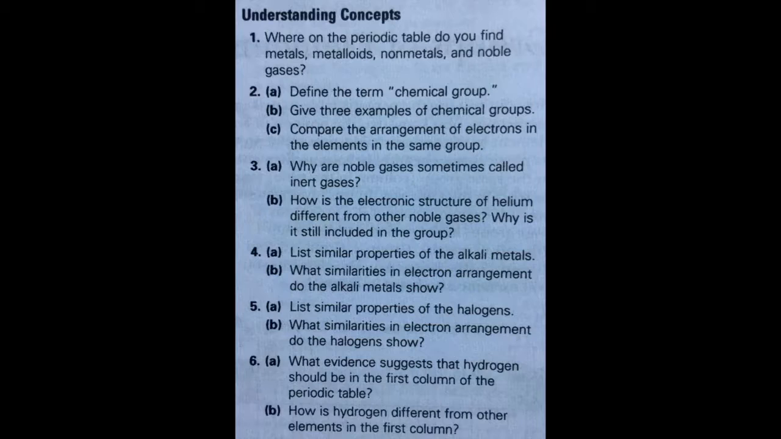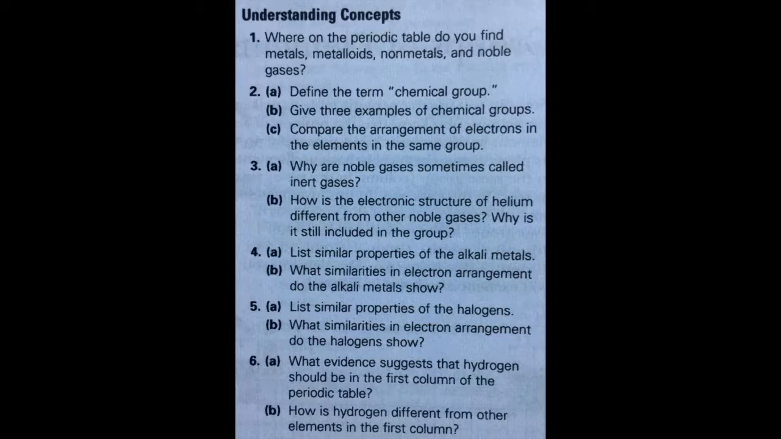Understanding concepts. Where on the periodic table do you find metals, metalloids, nonmetals, and noble gases? Define the term chemical group. Give examples of chemical groups. Compare the arrangement of electrons in the elements in the same group. Why are noble gases sometimes called inert gases? How is the electronic structure of helium different from other noble gases? Why is it still included in the group?